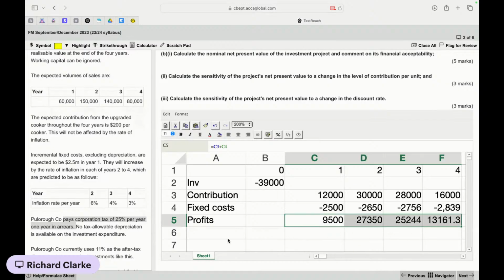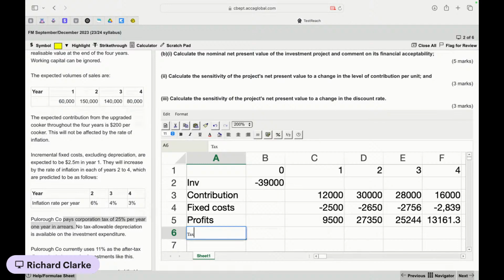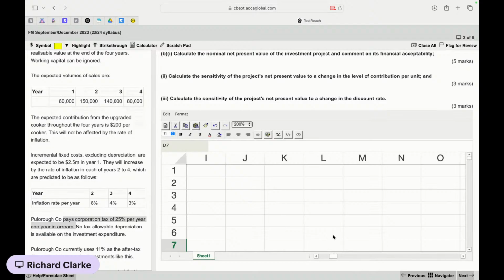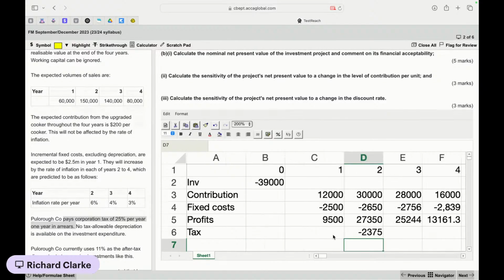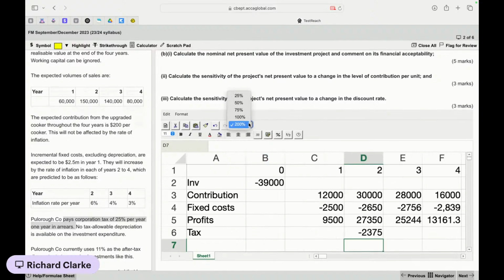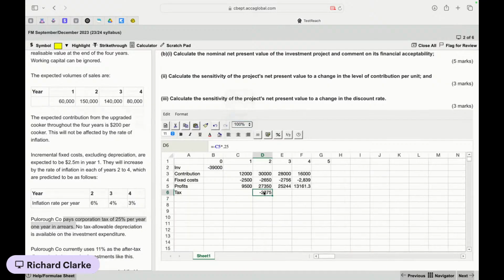Now I can work out my tax. My tax is payable in arrears, so year 1 is paid in year 2, equals minus, because it's a tax charge, that times 0.25. Hopefully you're all still with me. I might have to just close this down to 100% for a while. So that 2375, I'm just going to copy across like so. Okay, and I've done it. So that seems to be good.